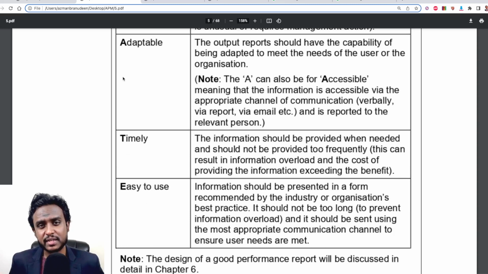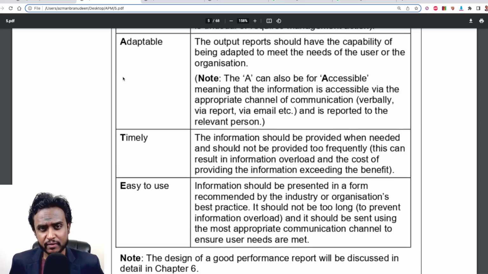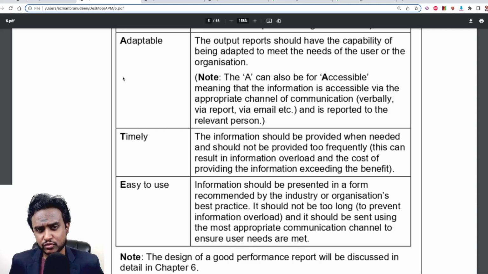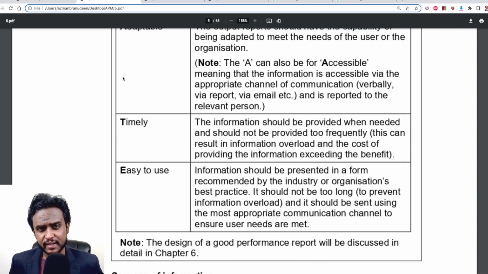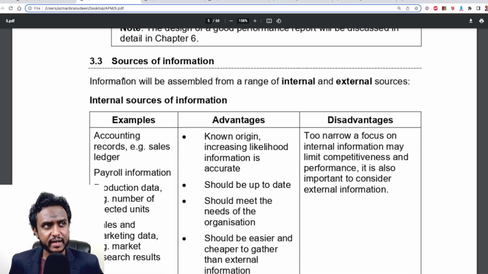It has to come timely. I mean, getting even the right information late is not value adding at all. So you have to get it right on time or before when you need it, and it has to be easy to use. So those are the few elements that are critical. You can read the entire table.